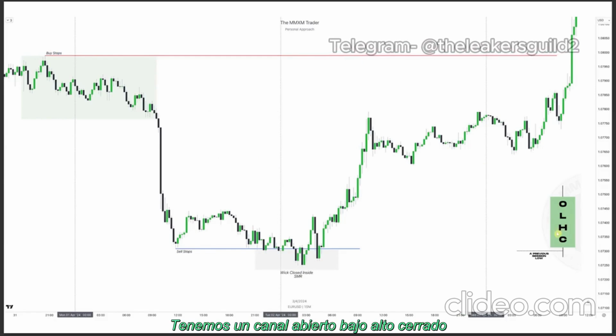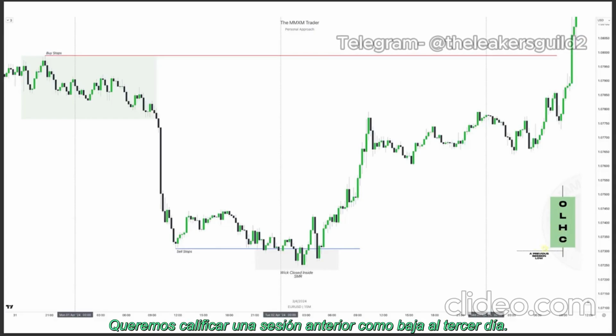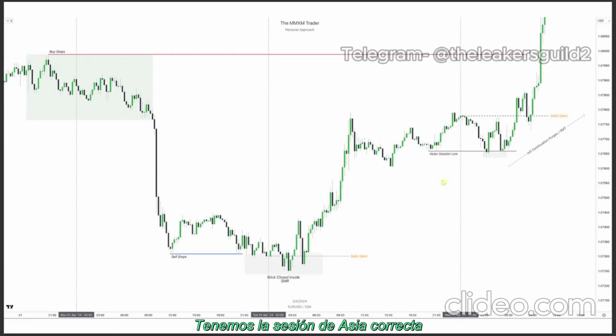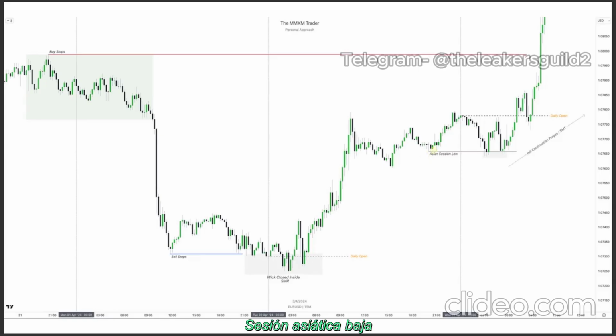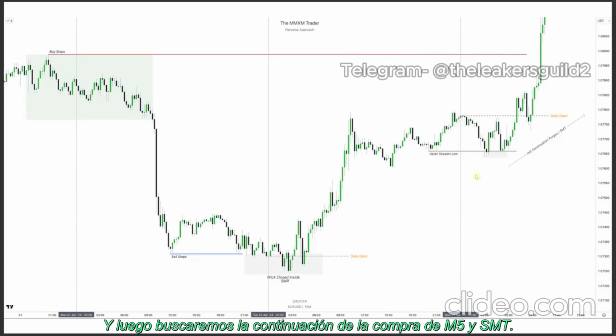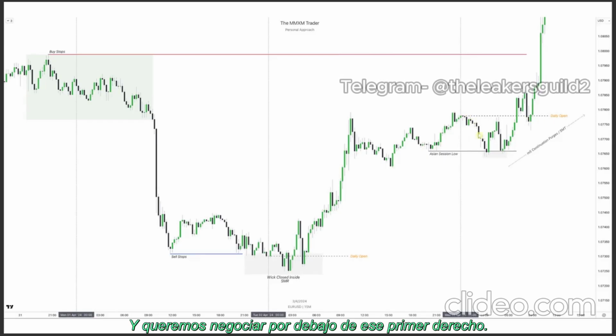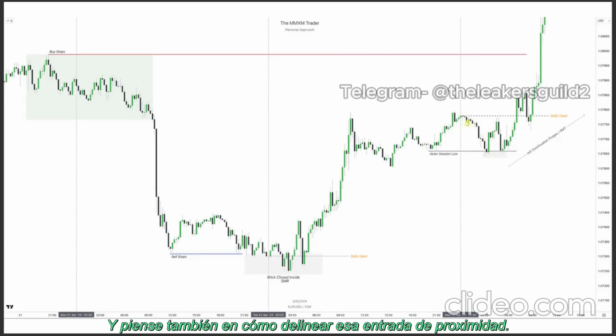We've got an open, a low, high, close candle. We want to raid a previous session low on the third day. So what are we going to be looking for? We've got Asia session, right? Previous session, Asia session low. We raid that low, and then we're going to be looking for M5 continuation purge and SMT. Map out your daily opening price as always, and we want to trade below that first, right? And think about how to outline that proximity entry as well.